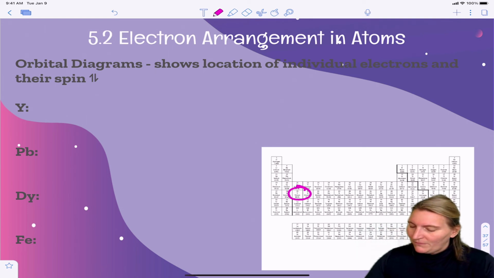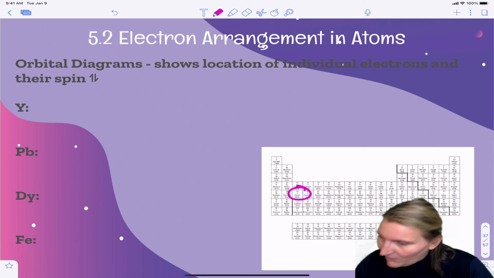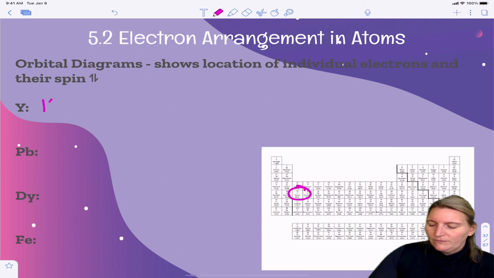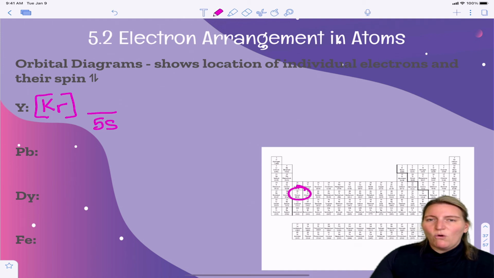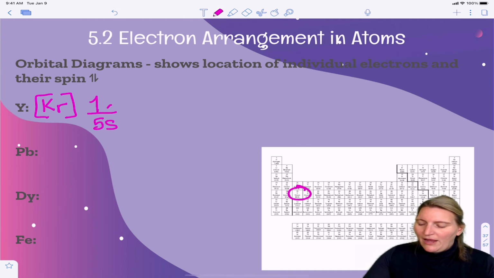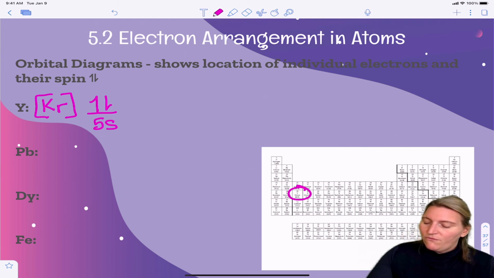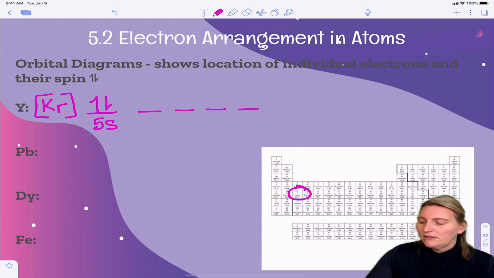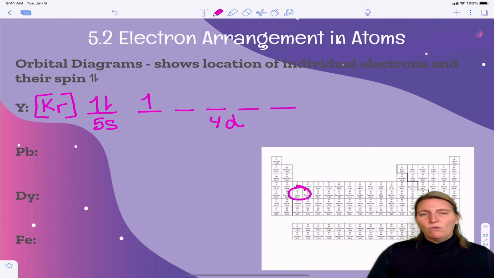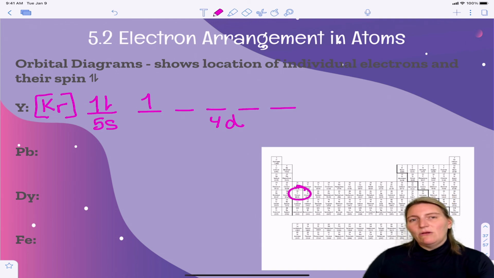There's yttrium. So the noble gas that comes before it is krypton. So krypton in brackets, it has a krypton core. The next orbital is the 5s orbital, so I draw one line, a half arrow up and a half arrow down for the 2 electrons. Then the 4d orbitals come next, and I draw all the lines. 4d, and even though for yttrium there's only one, I still need to see those empty lines there.